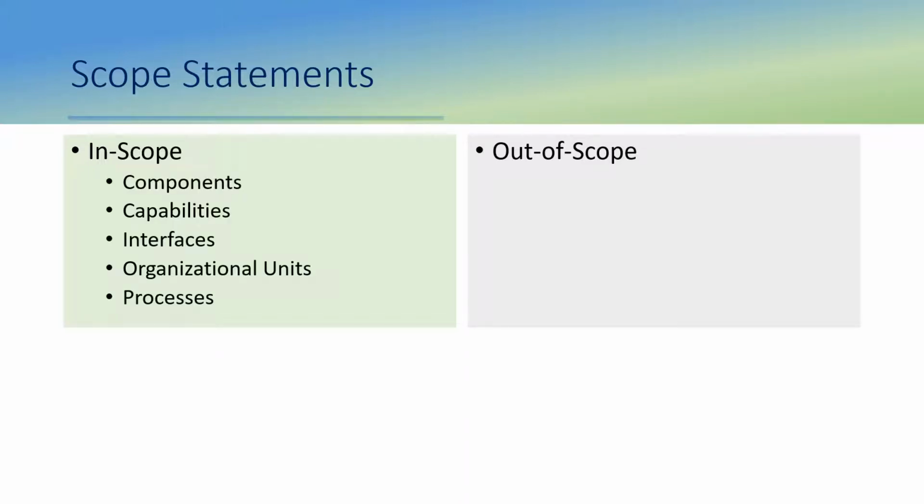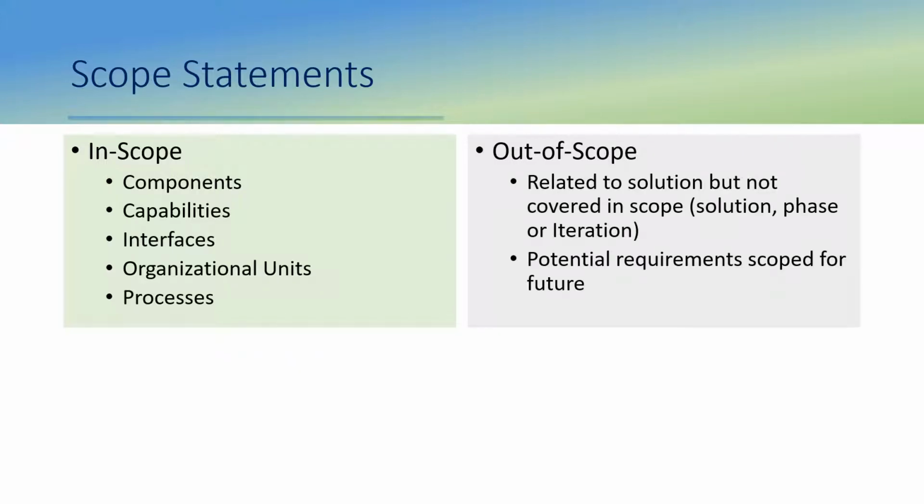In scope statements define what components, capabilities, interfaces, organizational units, and processes are included in scope. If a solution is implemented in phases or iterations, the same in scope statements should be described with respect to each phase or iteration. Out of scope items can be tricky to include.